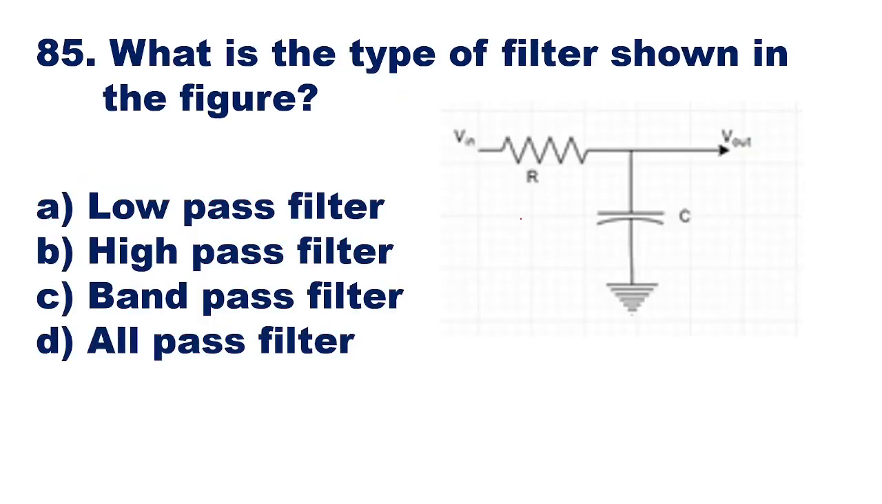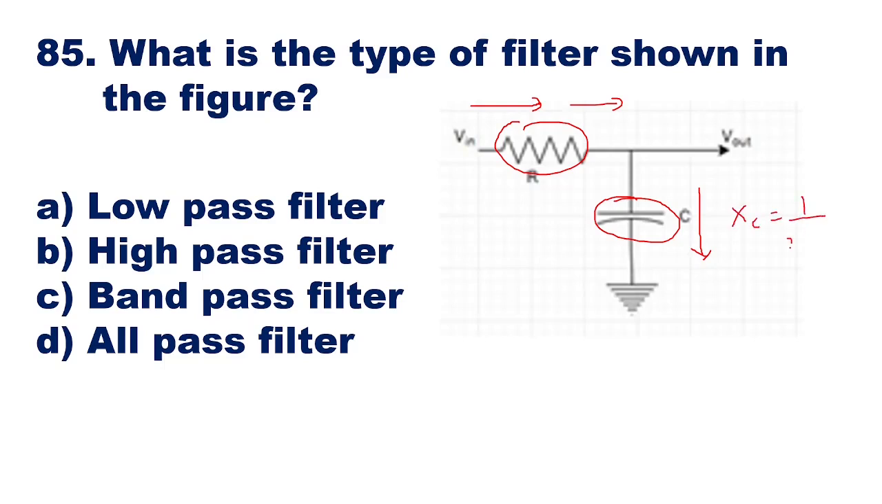Then we'll go to the next question. What is the type of filter shown in the figure? In the figure, we see that there is a resistance here which is in series, and there is a capacitor which is in parallel. That means if you give the combination of frequencies here, the frequencies will pass here. Now high frequencies will go to the ground because there is a capacitor here, and the reactance, that is the opposition to the flow, is given by the capacitor.